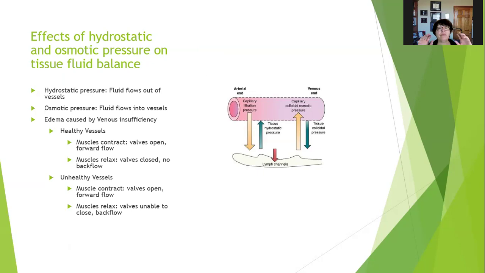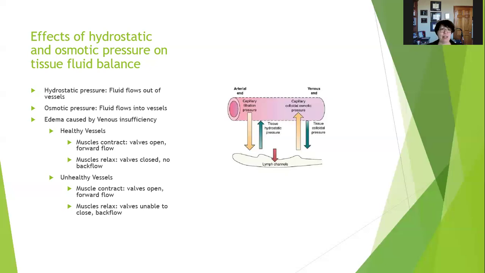So normally hydrostatic pressure is a little bit higher at the arterial end of a capillary bed. So fluid goes out, taking fluid and nutrients to the cells. And osmotic pressure is a little bit higher at the venous end of the capillary bed, taking up the fluid and waste products from the cells and returning it to the general circulation via the lymph system. So when everything is normal in healthy vessels, that's great. It works. When things go wrong, that's when you have to intervene.